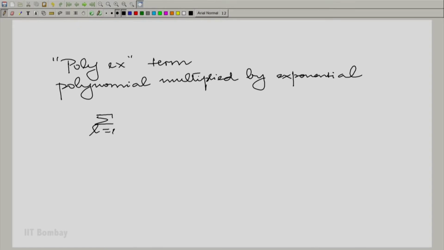What is the general form? The general form would be something like, I am showing the continuous time form, summation L going from 0 to m, a_L t raised to the power L into e raised to the power minus alpha t times u(t). Now, there are several variations here.